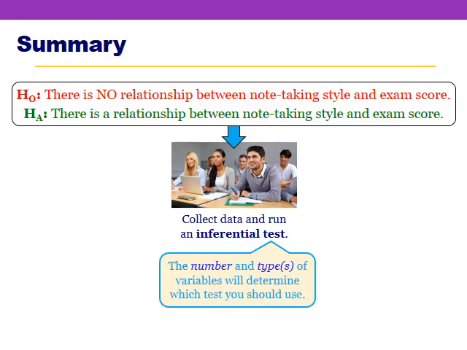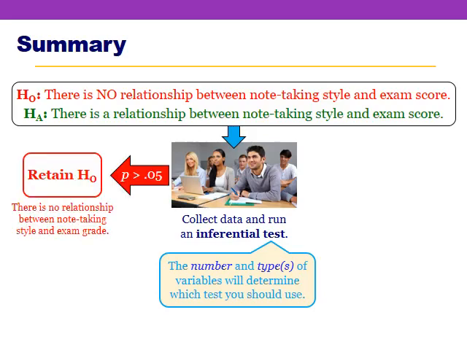But they all have one thing in common, which is they're all going to give you that p-value. And remember, that p-value is what tells us whether we think the null hypothesis is correct or whether we think the alternative hypothesis is correct. If we get a p-value that is large, in other words, greater than 0.05, we are going to retain the null hypothesis, and our conclusion in this case would be that there is no relationship between how you take notes and what grade you get on the exam. In other words, there is no difference between students who take notes by hand and students who take notes on a laptop.